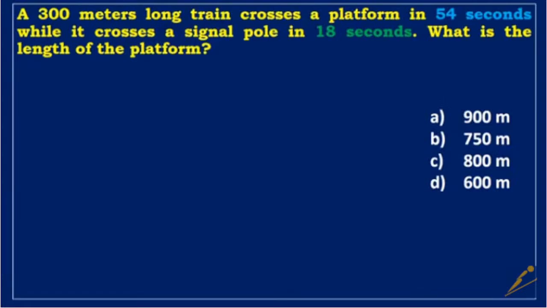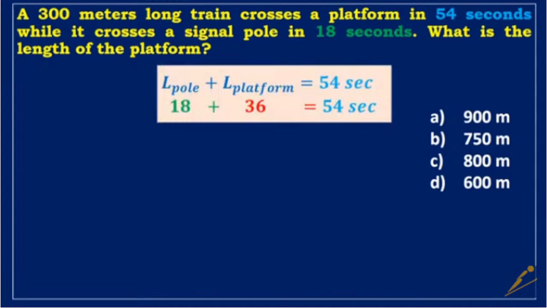A 300 meters long train crosses a platform in 54 seconds while it crosses a signal pole in 18 seconds. What is the length of the platform? According to the given data, it takes 54 seconds to travel the length of a signal pole and a platform. If the train passes a signal pole in 18 seconds, then it will cross the platform in 36 seconds.